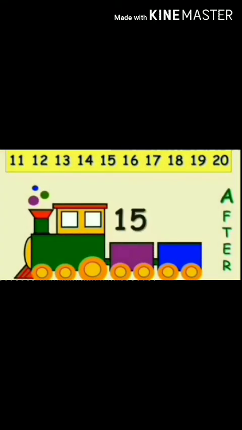Here we have number 7. Can you find the after number? So, what number comes after 7? Yes, it's 8 that comes after 7. Here we have number 15. Can you guess the number which comes after 15?